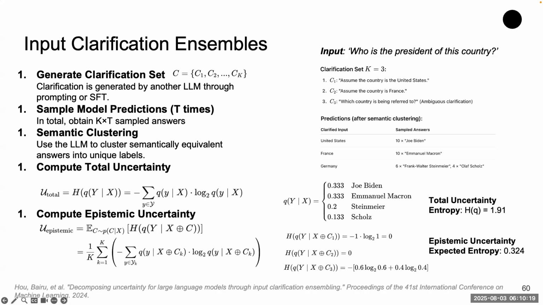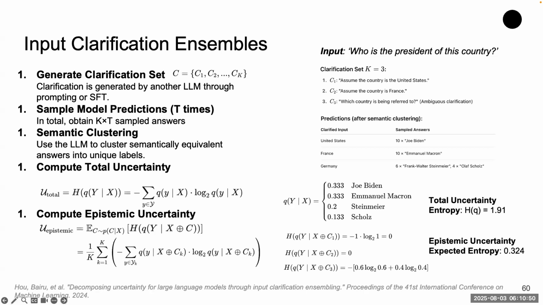And then you do some clustering. So after clustering, you will have these 4 clusters: Joe Biden, Macron, Steinmeier, and Scholz. Then you calculate the total uncertainty based on these clusters. Right, so this is before, it's sort of like before the clarification. And then you calculate the epistemic uncertainty.